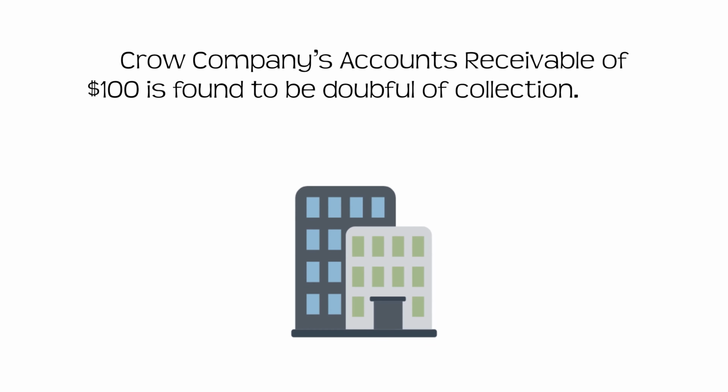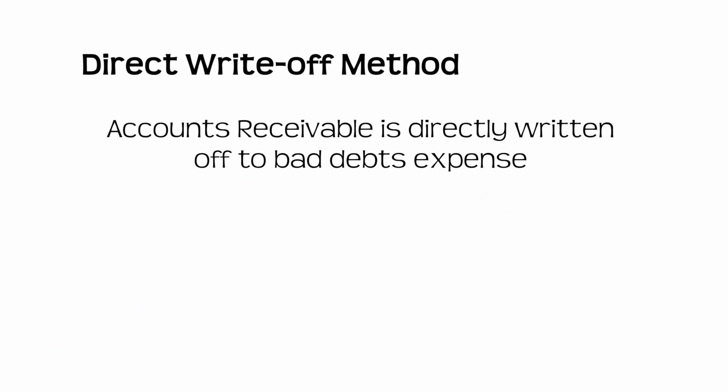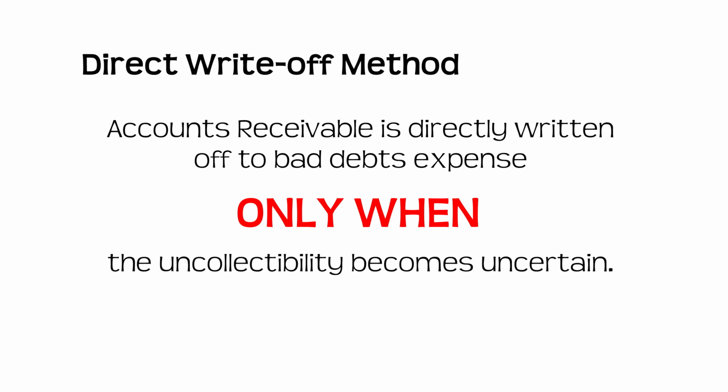Crow Company's accounts receivable of $100 is found to be doubtful of collection. There is no journal entry in this problem since under the direct write-off method, the accounts receivable balance is directly written off to bad debts expense only when the uncollectability of the account becomes certain. The accounts receivable is only found out to be doubtful in this case.